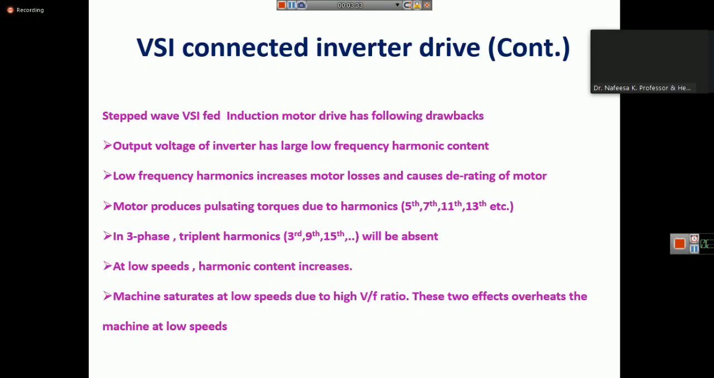Okay, so this is the first session. Here we have seen a variable voltage source inverter feeding a three-phase induction motor, in which we are using a stepped wave inverter output voltage waveform, and it has a number of drawbacks as mentioned here. In the next session we will see PWM, in which these drawbacks can be rectified. So this is the end of the first session.